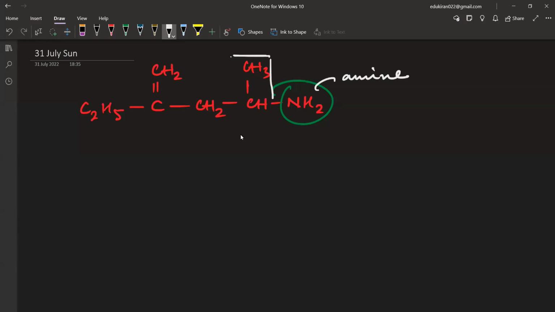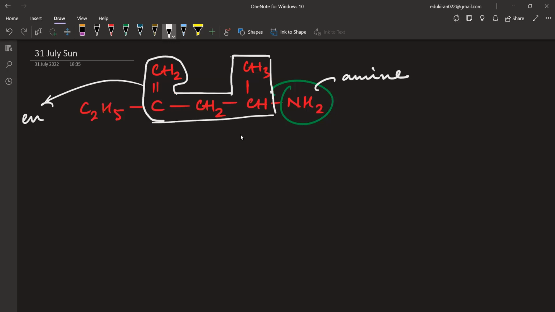Then we have also identified that there is an unsaturation, that is ene. So our parent chain should contain this part. Yes or no? Rifat and Zad, do you agree with this? Yes or no? Please tell me. Yes. Right.